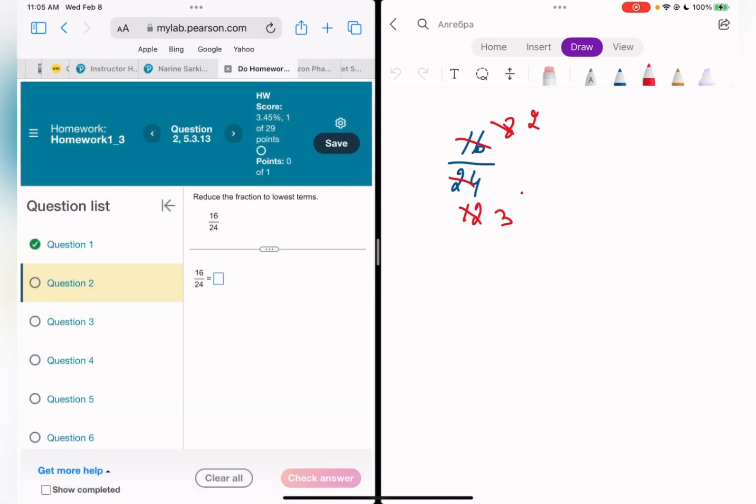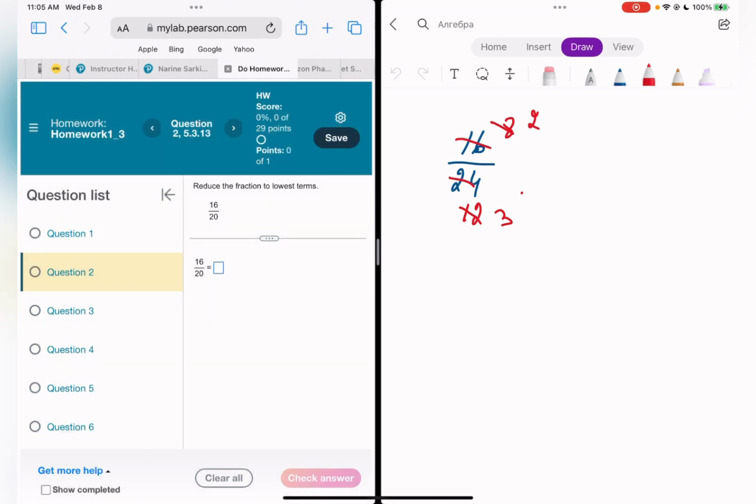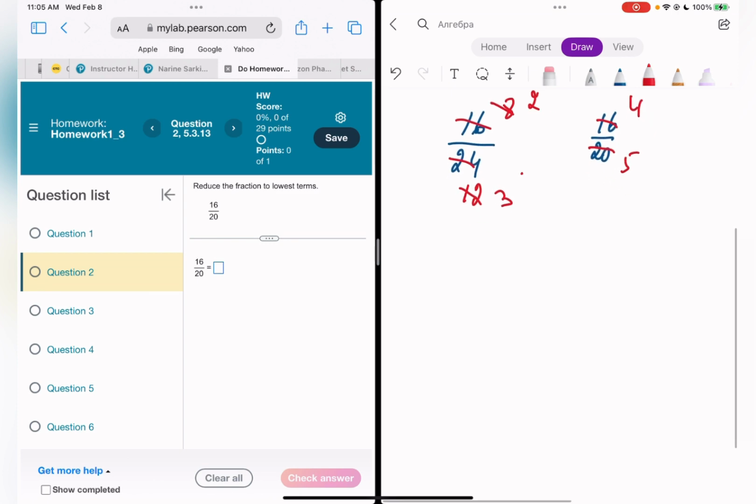What do we have? Again, 16 over 24. Wait a minute, the first one was also 16 over 24. Maybe the second one will be different. 16 over 20, okay. Both of them I can divide by 4. This is going to be 4, this is going to be 5. 4 over 5, I can't do anything else, so it's going to be our answer.